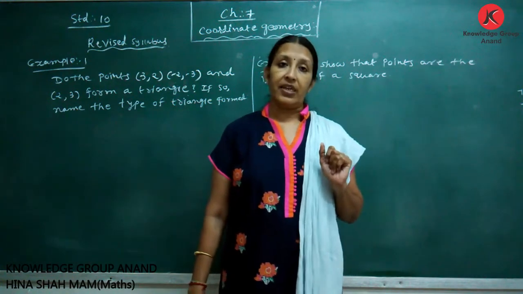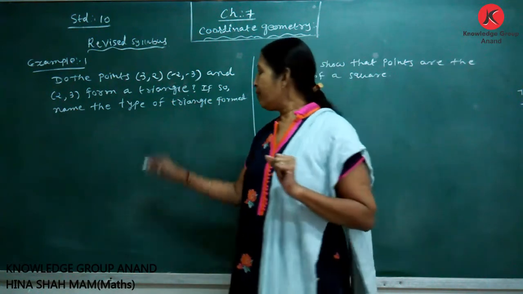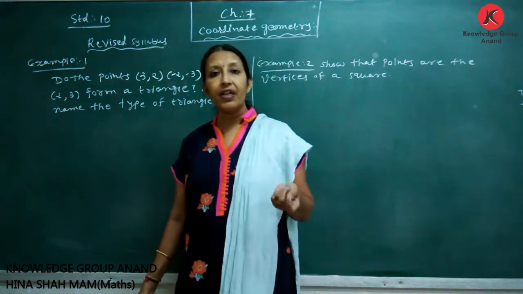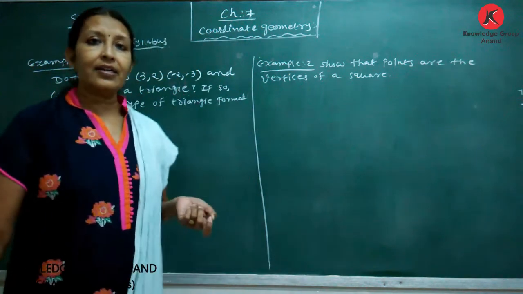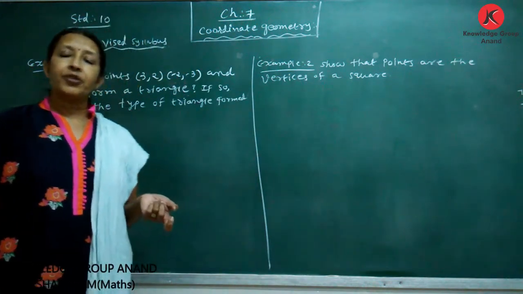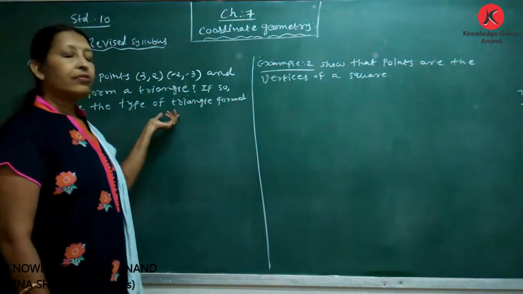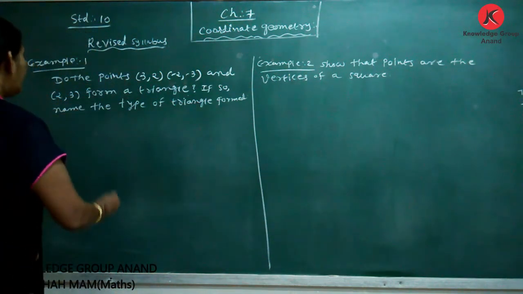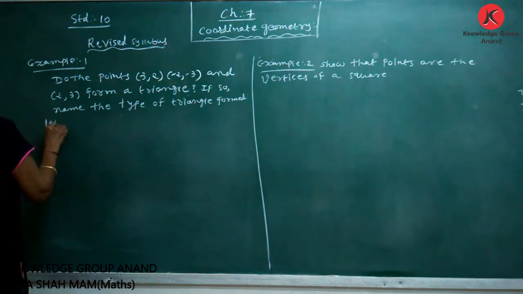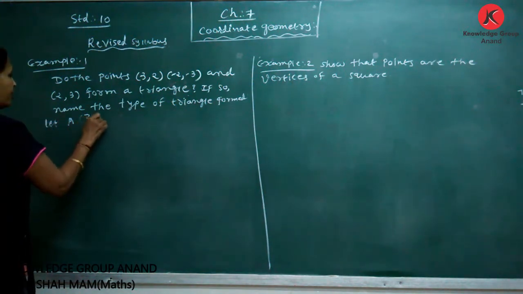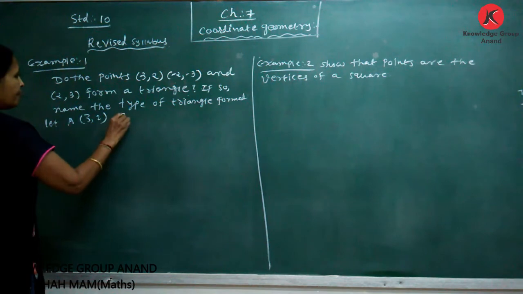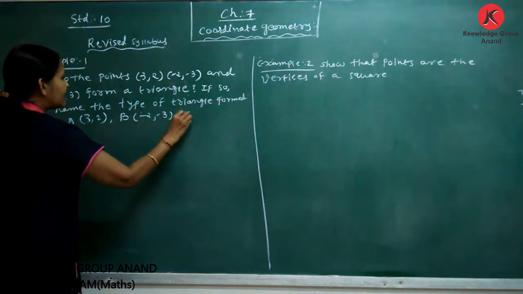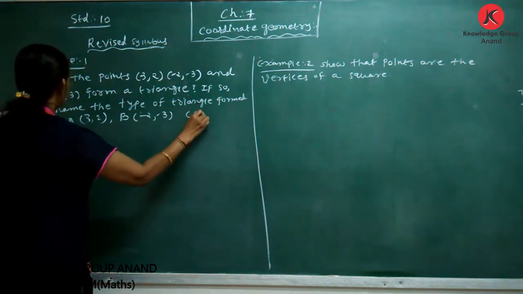For the type of triangle, we use Pythagoras. If it is equal, then it is a right angle triangle. If greater, it is obtuse angle, and if less, it is acute. First, let point A be (3, 2), B (-2, -3) and C (2, 3).